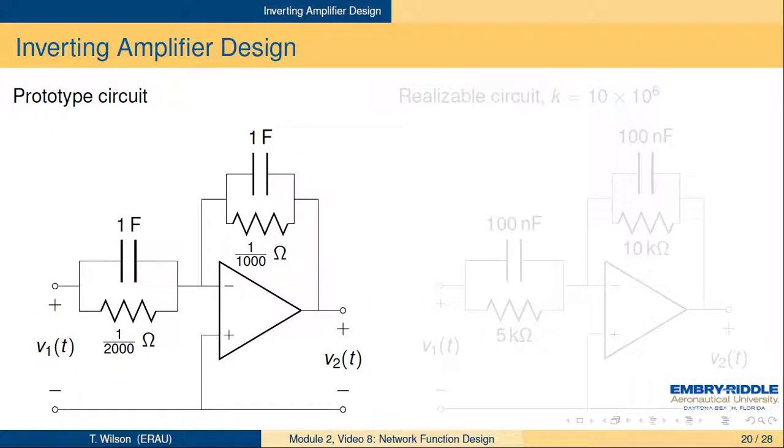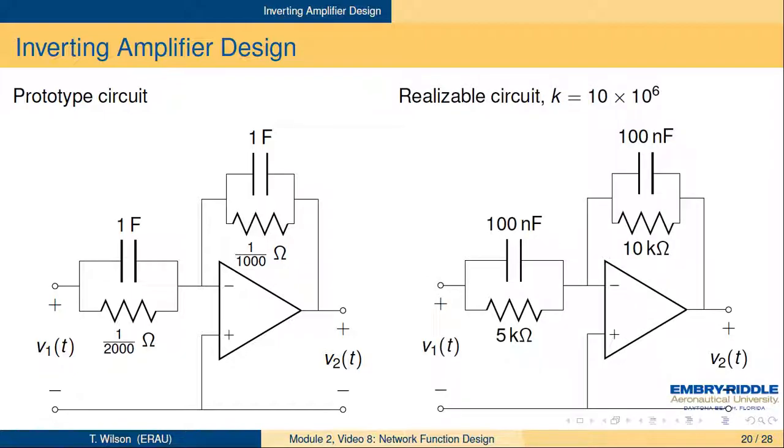So here's our prototype circuit. The 1 farad, you can see the S plus 2000 there on the left on the source branch, and the S plus 1000 on the feedback branch. And so to scale these, this time I picked 10 million as a scale factor, and you end up with a 100 nanofarad capacitor in parallel with a 5 k ohm resistor on the source branch, and a 100 nanofarad capacitor in parallel with a 10 k ohm resistor in the feedback branch.